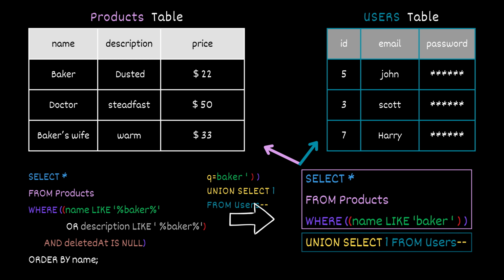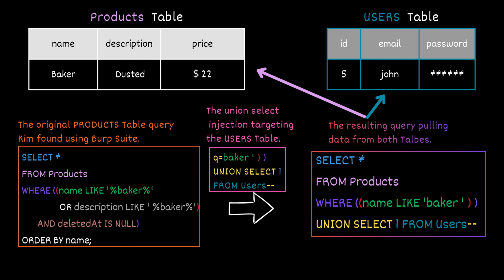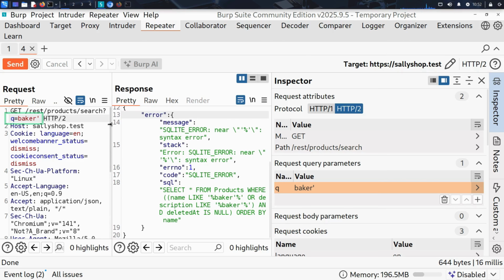You may want to pause here for a moment to make sure you fully understand the concept of union select. This is one of the most common and powerful SQL injection techniques out there. It's all about using the structure of an existing query to your advantage and merging it with a second injected query that pulls data you're not supposed to see. Once you get how it works, it unlocks a whole new level of understanding in web security. So now, let's jump back into Burp Suite and watch how Kim sends this first payload using the repeater tool.